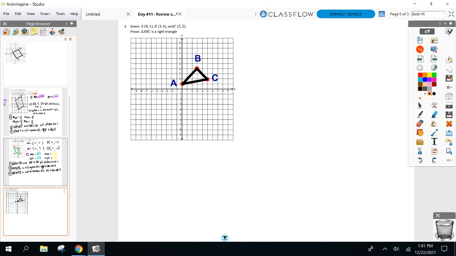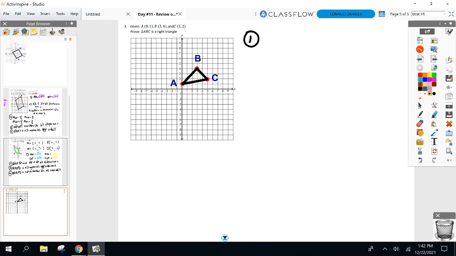One more here. I want to get away from a quadrilateral. How about a right triangle? Can you prove a right triangle on a graph? Go ahead, fire that baby up, ABC. Can we prove it's a right triangle? What do you think? Can we do it? Do you think we can prove it's a right triangle on a graph?